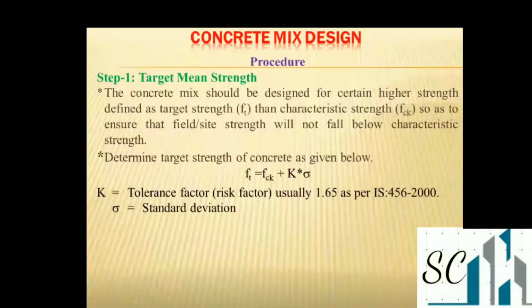So the first step in the designing of concrete mix is finding the target mean strength. Its formula is Ft equal to Fck plus K into sigma. Fck is the characteristic strength, K is the tolerance factor, that is a risk factor, and sigma is the standard deviation. For example, if you are designing a concrete for M20, then its characteristic strength is 20, and we have to design the concrete slightly higher than that, and that is the Ft, and that is our target strength.